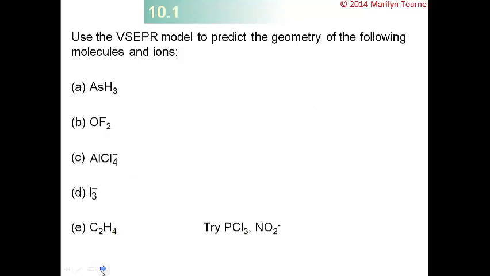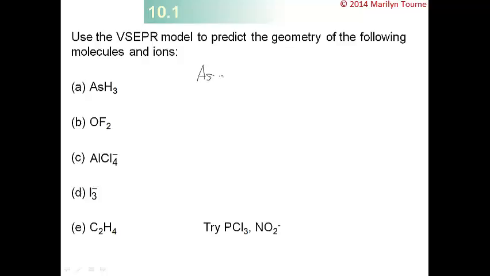Alright, so this is a couple of problems that I wanted to do. Use the VSEPR model to predict the geometry of the following molecules and ions. And this is example 10.1 in your book. So this is arsenic and 3 hydrogens, AsH3. Arsenic has 5 valence electrons, and of course hydrogen has 1, but you have 3 of them. So that means that you're going to have a total of 8 valence electrons that you have to account for. What goes in the middle would be your arsenic.